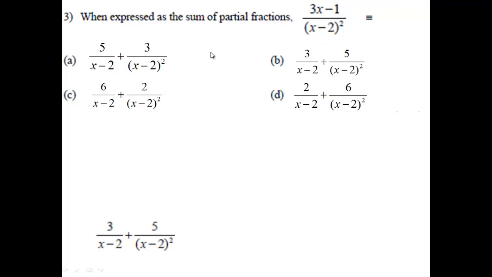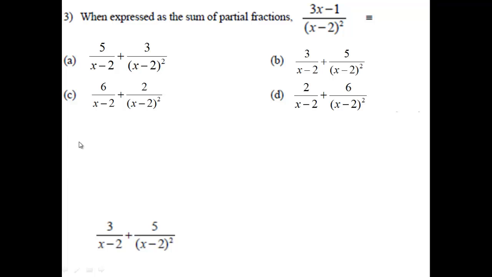If it's a single repeated factor, we actually put the linear part of the factor, the square root bit of it if you like, and we put the squared factor. So these are our partial fractions. So the way that we work it out is we put it as a over x minus 2 plus b over x minus 2 squared.